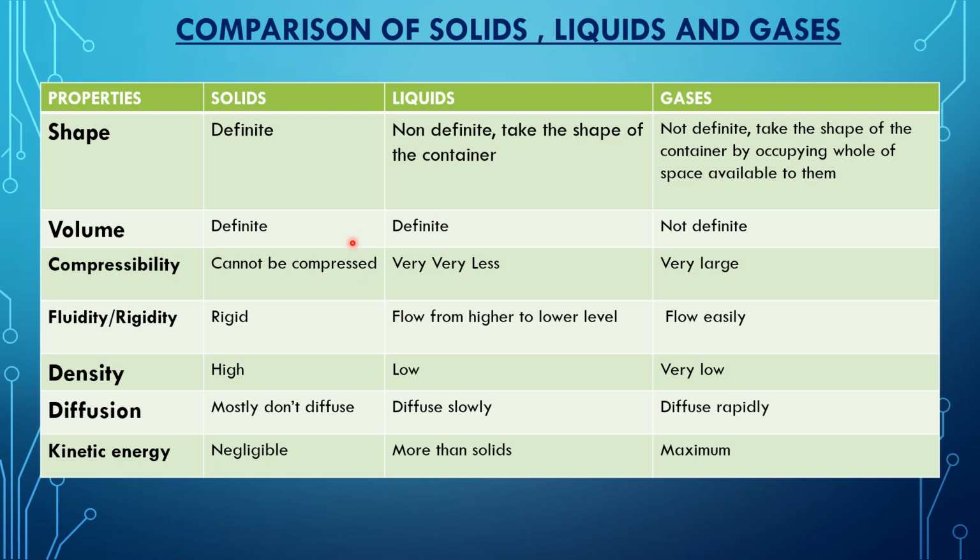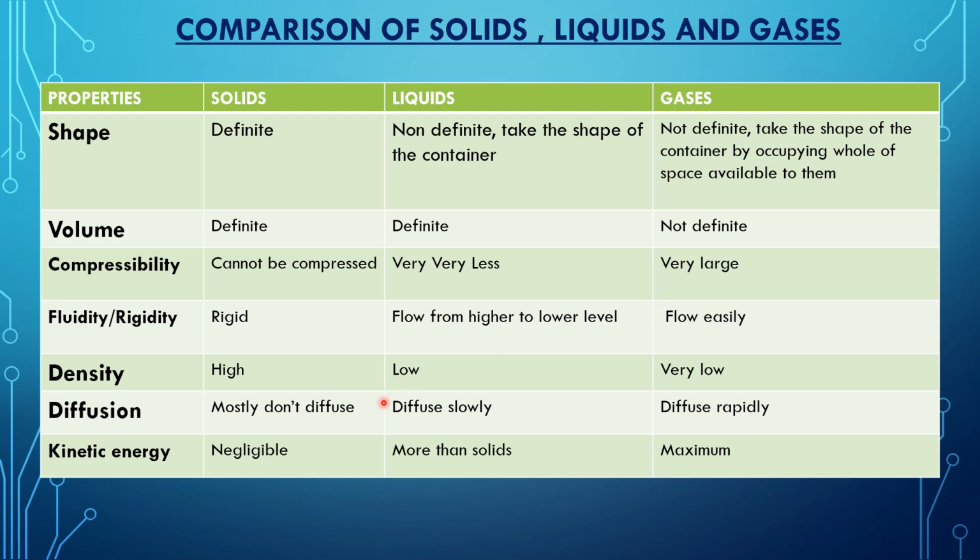Now, solids cannot be compressed as they are very rigid. Liquids flow from a higher level to a lower level, but they cannot be compressed much. Gases, they flow very easily and therefore can be compressed easily and are highly compressible. The density of solids is high. Density of liquids is lower than that of solids but higher than that of gases. But the density of gases is very low.